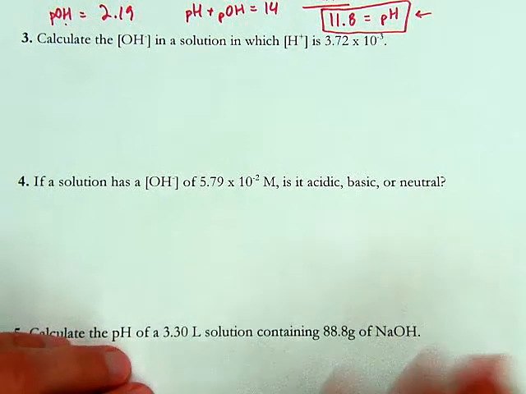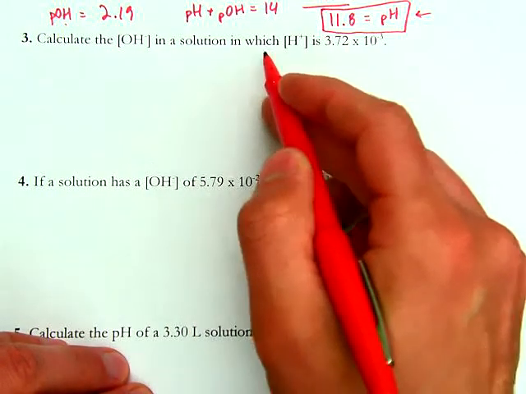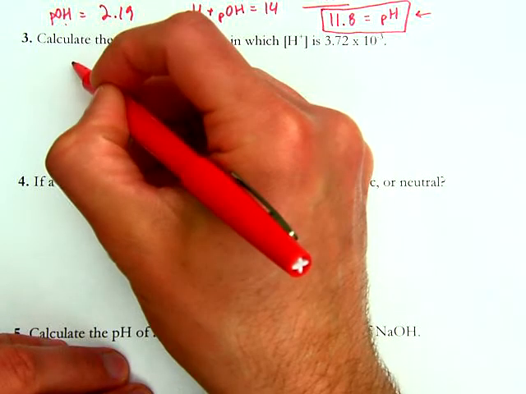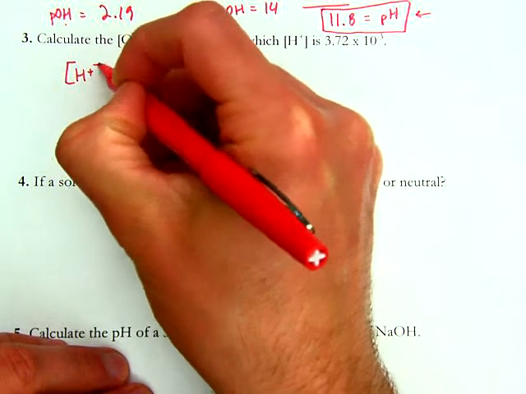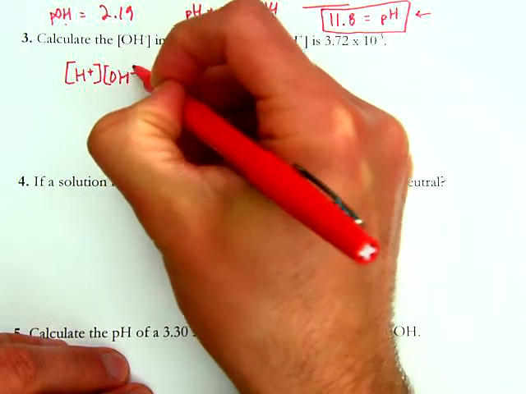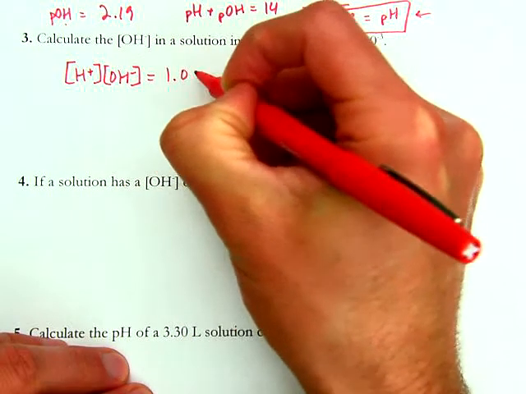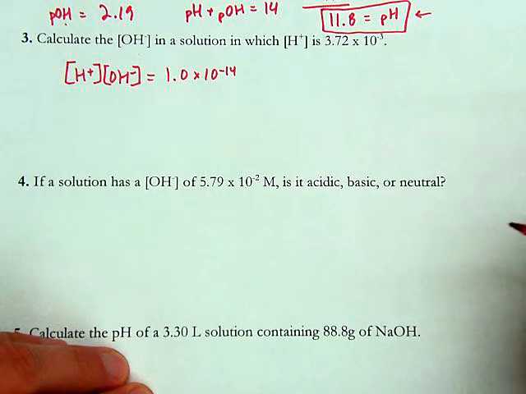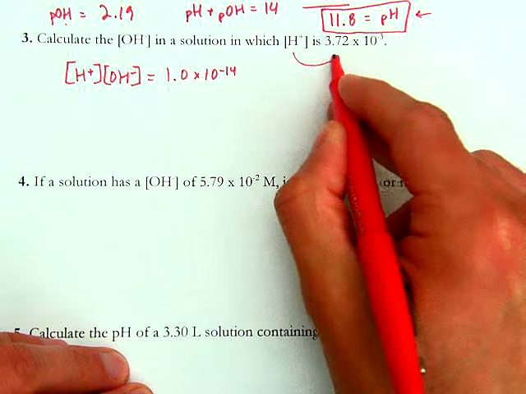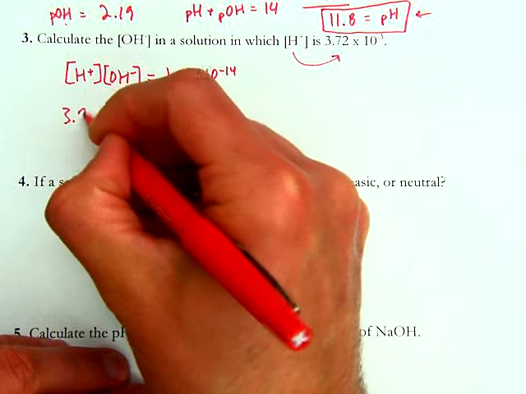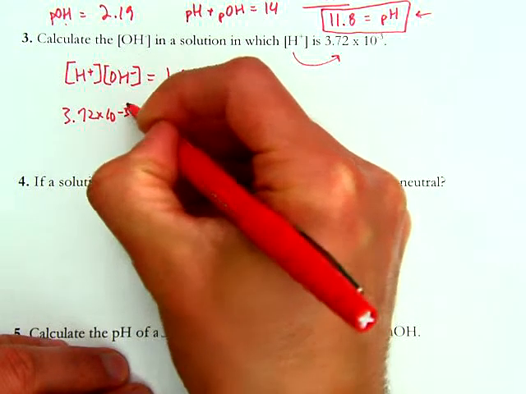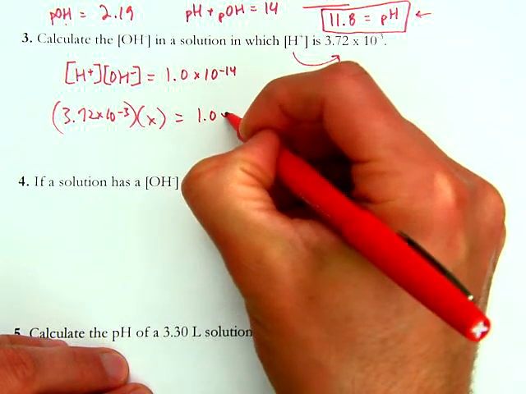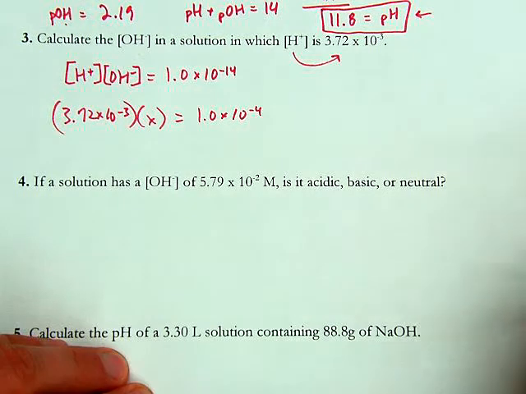Number 3. Calculate the concentration of OH in a solution in which the concentration of H is this number. So this goes back to that relationship that we've done already. Concentration of H times the concentration of OH equals the ion product constant for water, 1.0 times 10 to the negative 14. Okay? They are giving you the concentration of H. So that means 3.72 times 10 to the negative 3 times X equals 1.0 times 10 to the negative 14. So we need to solve for X.